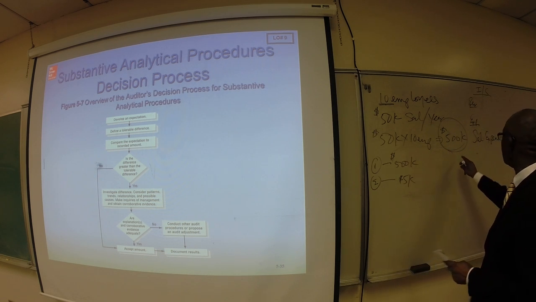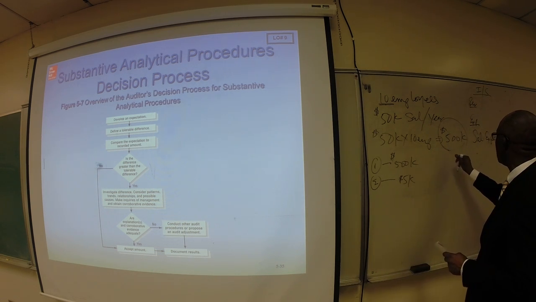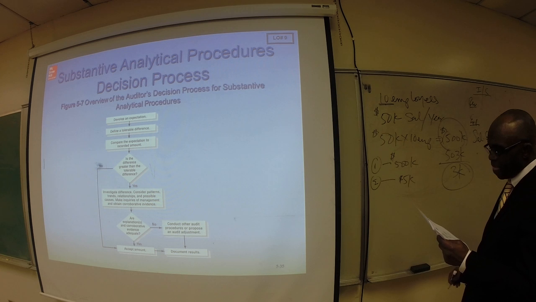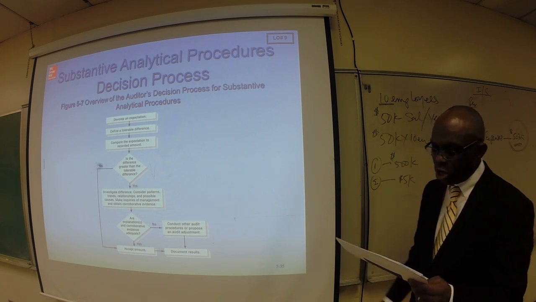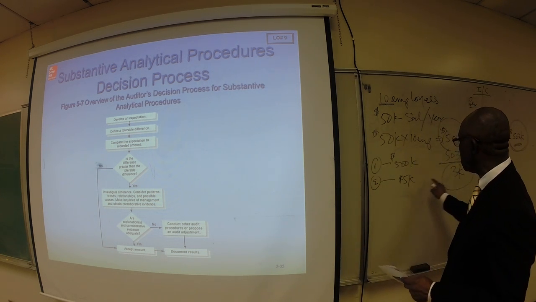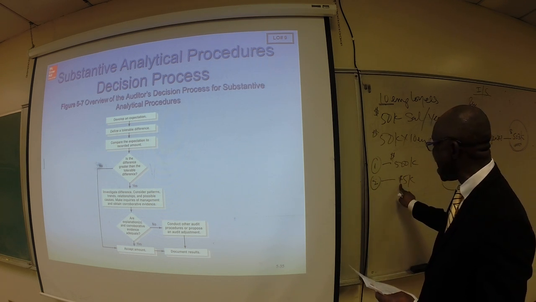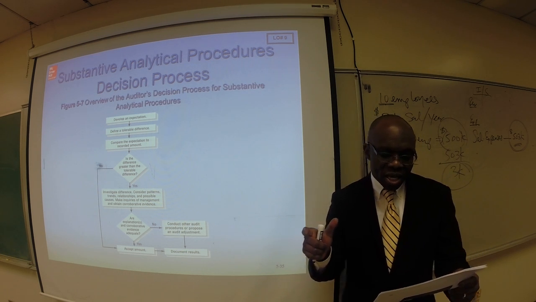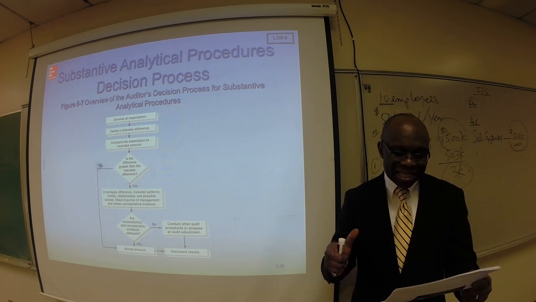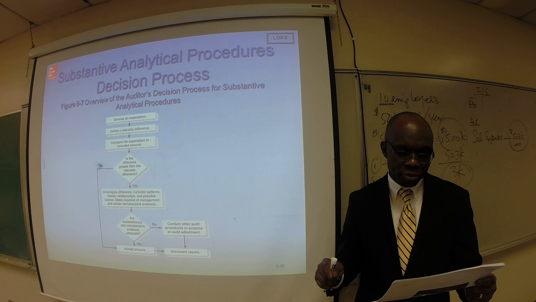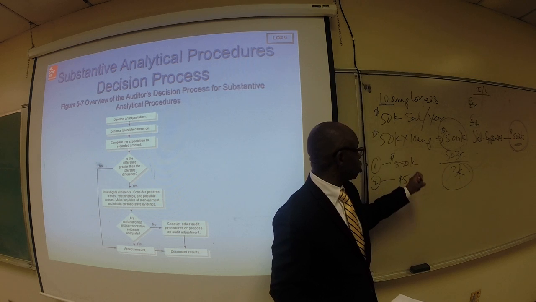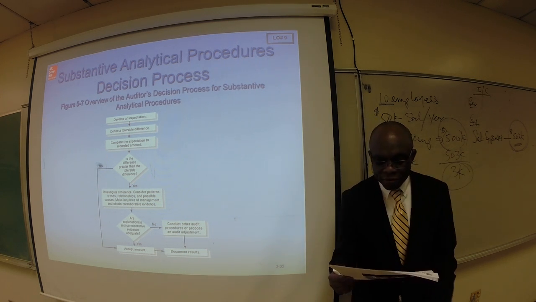So what is the expectation? The expectation is $500,000. The recorded amount is $503,000. So there is a $3,000 difference. Now, is the difference greater than the tolerable difference? The difference is $3,000. The tolerable difference is $5,000. So the difference is less than the tolerable difference. Excuse me. Is the difference greater? No, the difference is $3,000. It's not greater than the tolerable difference.